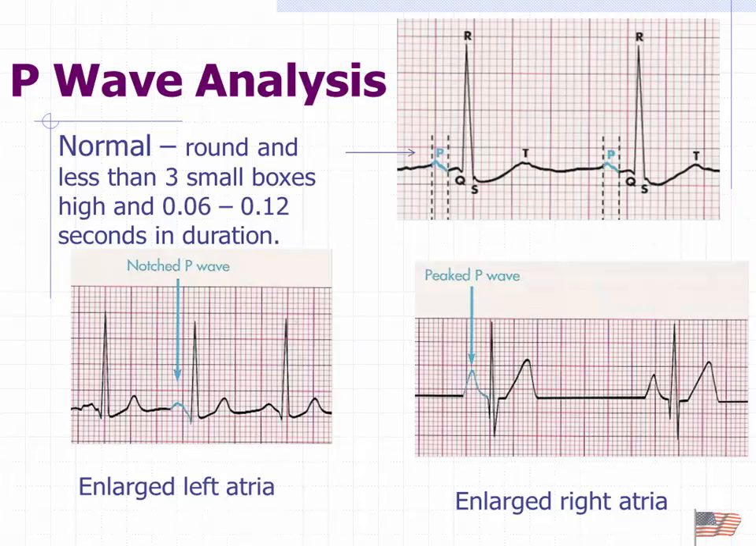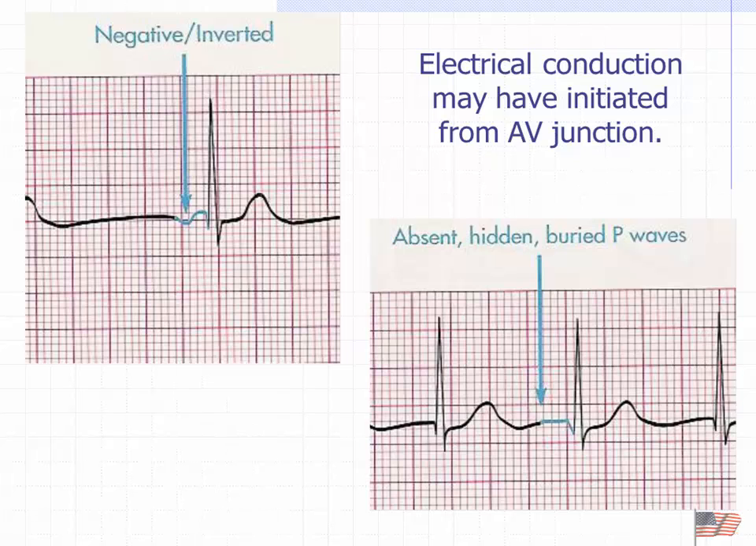Perhaps it's very tall. That's going to tell us something also. So normally it's about 3 small boxes and normally about 0.06 to 0.12 duration. That's what that means. So we have a normal atrial depolarization. Do I want you to know the time for the P wave? No. I'll let you know what I want you to know times, because there are a few of them that are important.